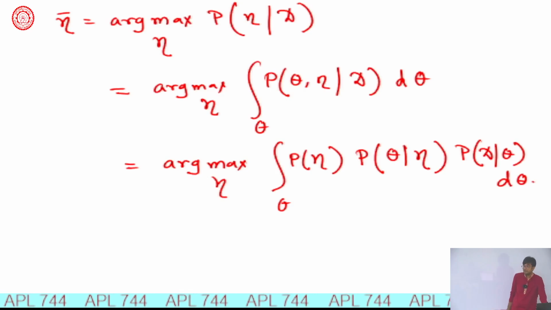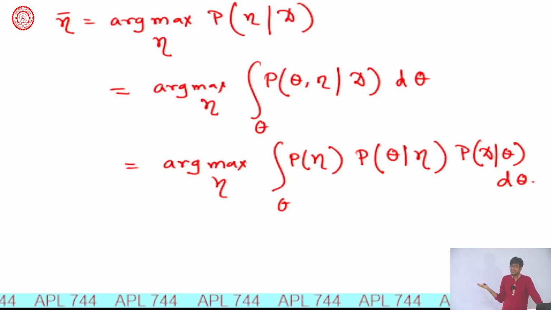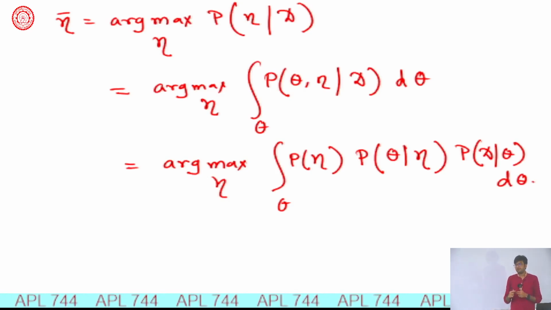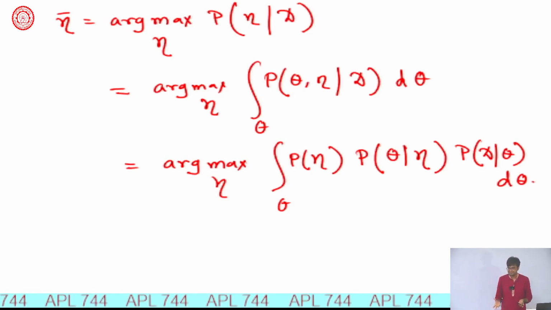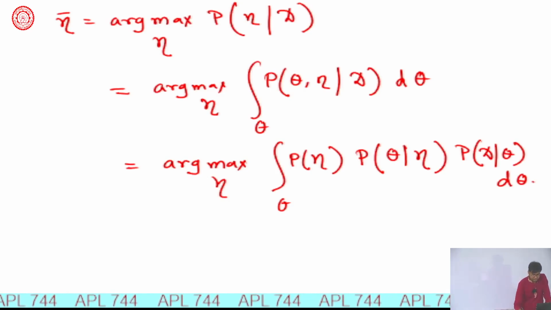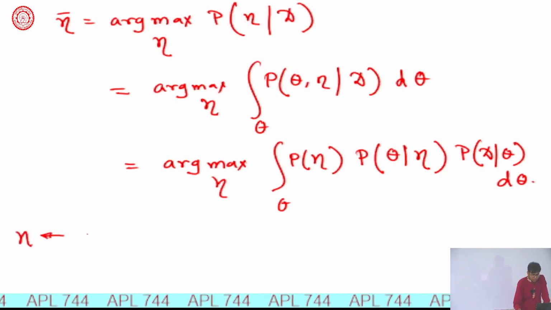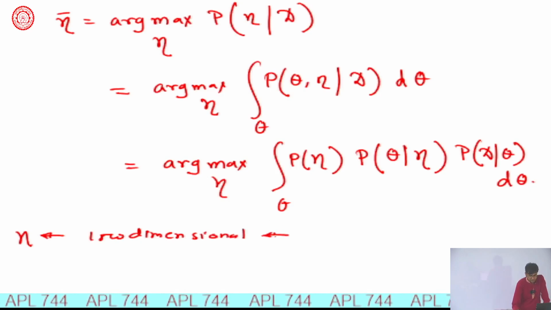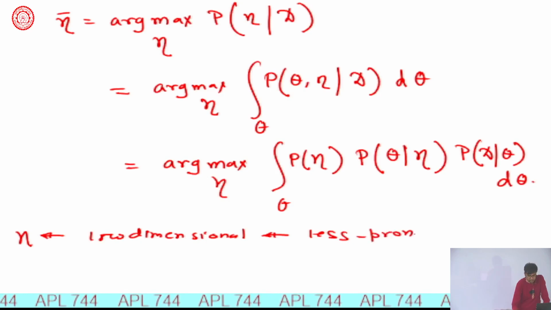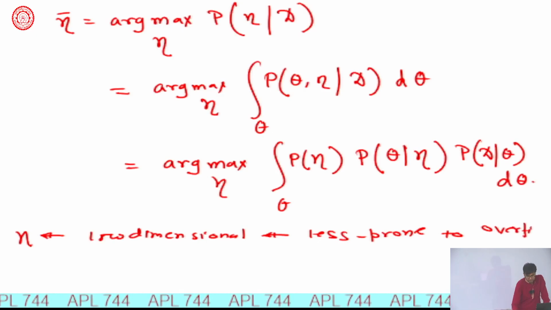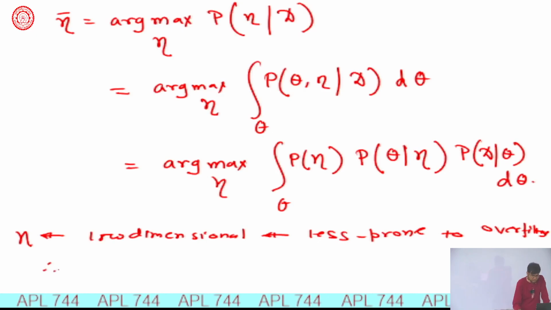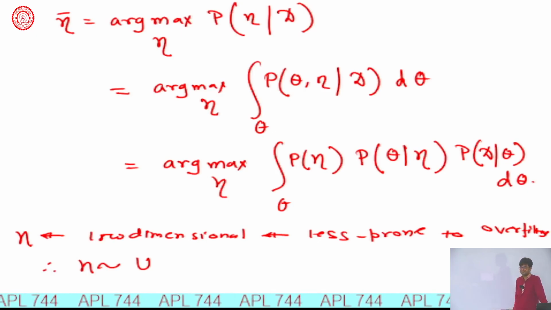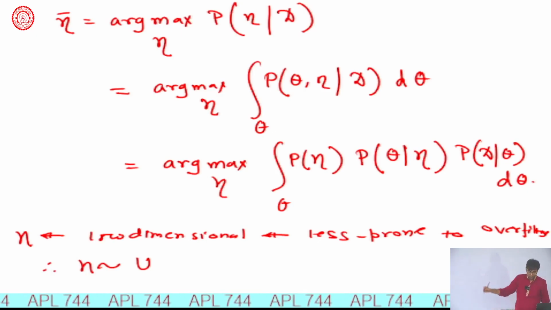Now, remember I said that eta is generally low dimensional, and because eta is low dimensional, it is less prone to overfitting. Because it is less prone to overfitting, one common choice for probability of eta is uniform. So eta can generally be assumed to be uniform, in which case it will become constant. If it is constant, then what will happen to the above equation?